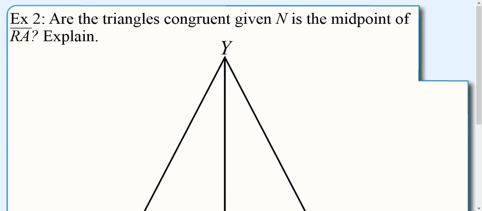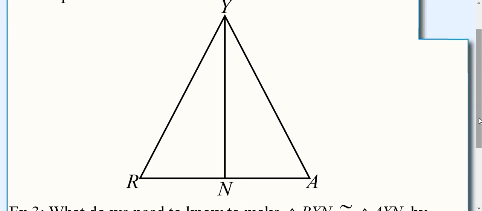So are the two triangles congruent? If N is the midpoint, midpoint means it's right in the middle. The two sides are equal. So if that's the midpoint, that means these two sides are equal. So that's one side. We have one side of each triangle.